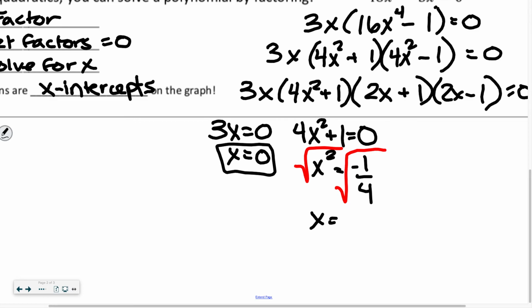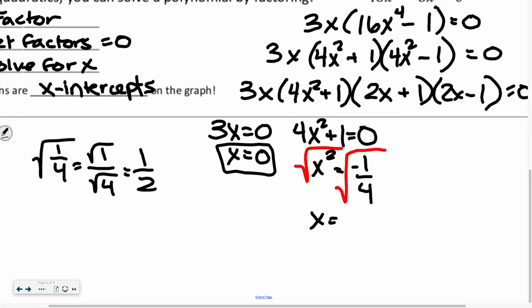And what else do I have to remember about square rooting to solve? If I'm doing the square root of a fraction, the square root of 1/4 is the square root of 1 over the square root of 4, which is 1/2. If that didn't come out nicely, I might have to rationalize my denominator, right? But I don't. So it's going to be 1/2 i. What else do I have to remember? Plus or minus. 2 answers. Okay, so this is plus or minus 1/2 i. That's 2 answers, right?